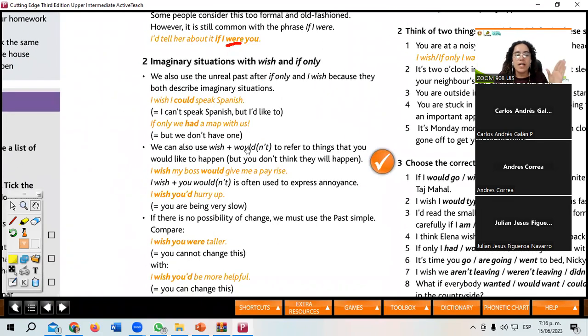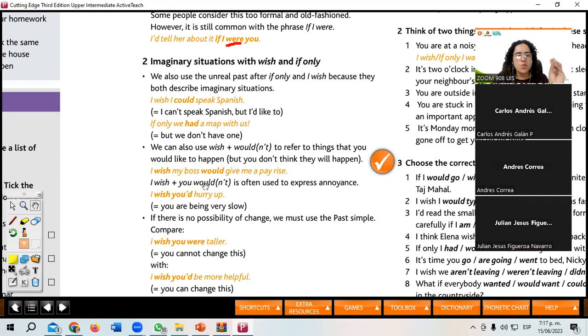Then we have wish plus would or wouldn't. Entonces, este es un uso también muy común. El wish más would or wouldn't. I wish my boss would give me a pay rise. Esto lo usamos para hablar de cosas que me gustaría que sucedan, pero que no creo que van a suceder, ¿ok? Me gustaría, ojalá mi jefe me diera un aumento, ¿ok? This is the sentence in Spanish. Ojalá mi jefe me diera un aumento. I wish my boss would give me a pay rise, ¿ok? I don't think this is going to happen, but I would like this to happen.